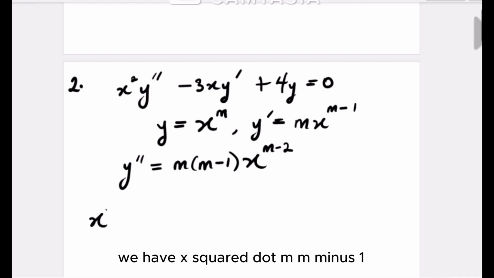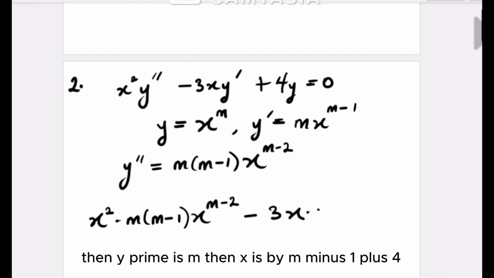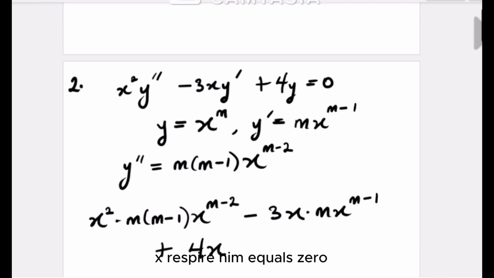We have x squared dot m minus 1, x raised by m minus 2, minus 3x, then y prime is m x raised by m minus 1, plus 4x raised by m equals 0.